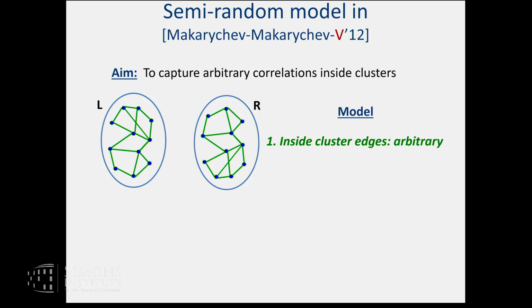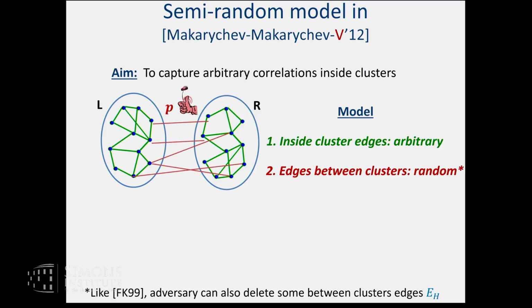Okay, so here's another semi-random model, which is a little more general than the monotone adversary model. Here the goal is to capture arbitrary correlations inside clusters. There is this planted partition L and R, and you have arbitrary edges inside the partitions, and the edges between the partitions L and R are random.